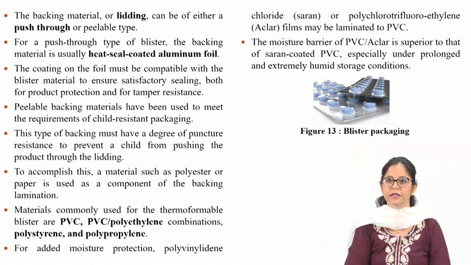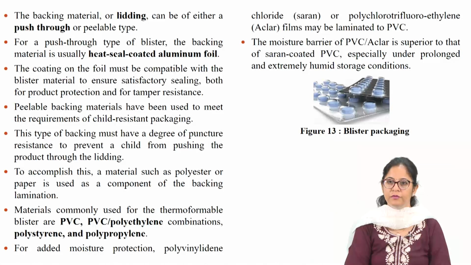Peelable backing materials have been used to meet the requirements of child resistant packaging. This type of backing must have a degree of puncture resistance to protect the child from pushing the product through the lidding. To accomplish this, a material such as polyester or paper is used as a component of the backing lamination. Materials commonly used for the thermoformable blisters are PVC or a combination of PVC and polyethylene, polystyrene or polypropylene.